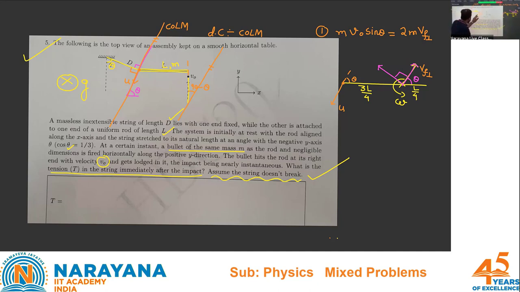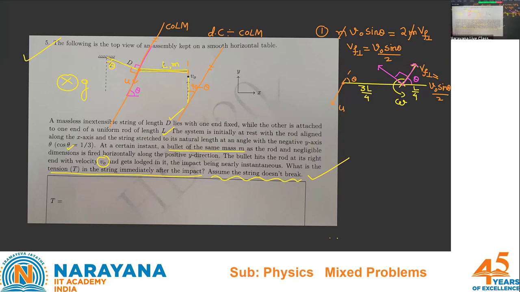m v naught sine theta should be equal to 2m vf perpendicular. So this equation gives me this vf perpendicular term, and this vf perpendicular comes out as v naught sine theta divided by 2. That is fine. This term is v naught sine theta divided by 2. Right.